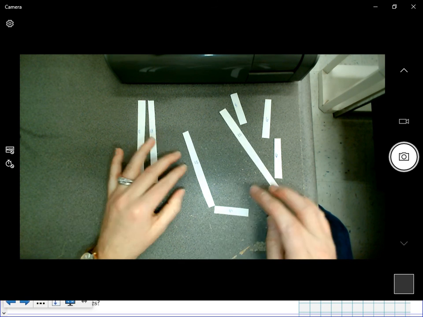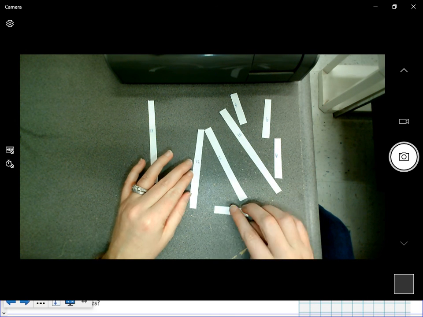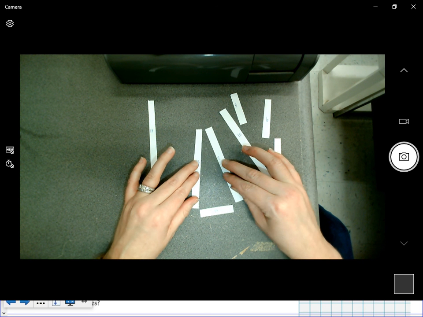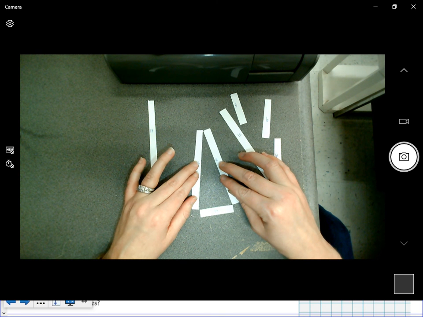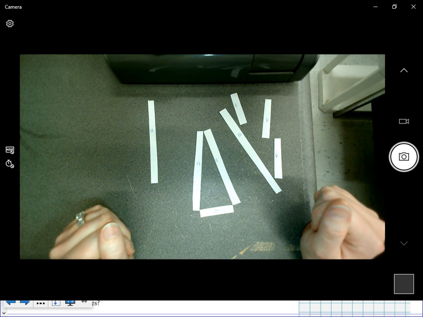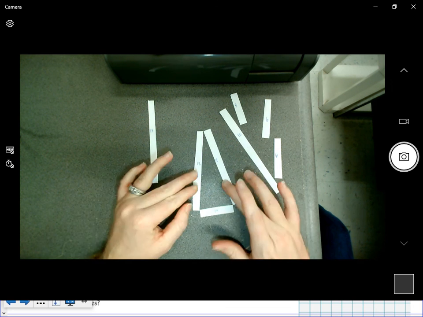The next one is 5, 12, and 12. So some of you are going to say that it is an isosceles triangle, and yes it is, but it was asking about the angles. Isosceles is about the sides. So if you look, what kind of triangle is it? It is an acute triangle.